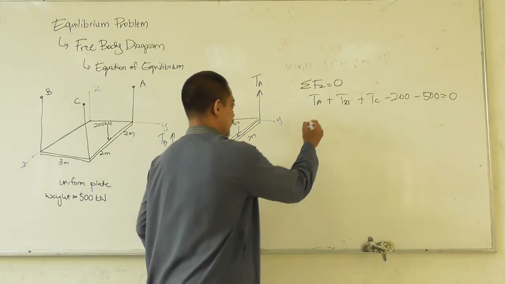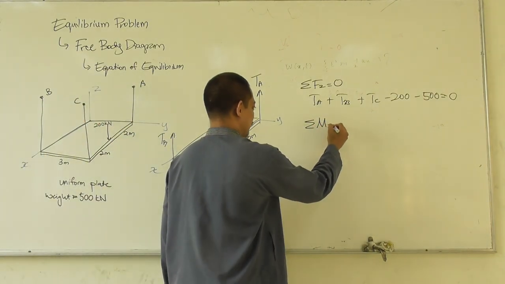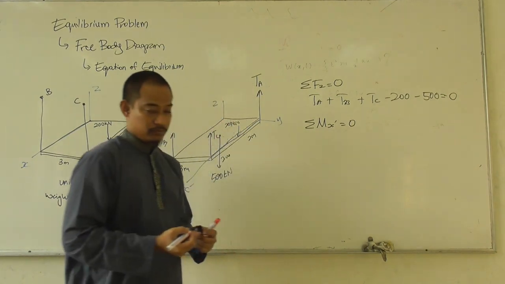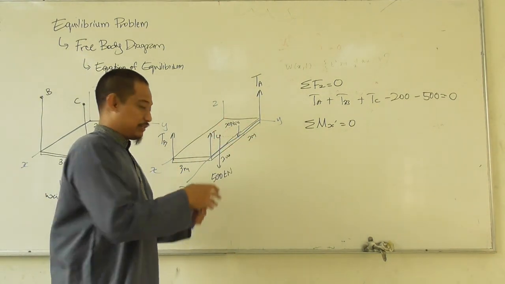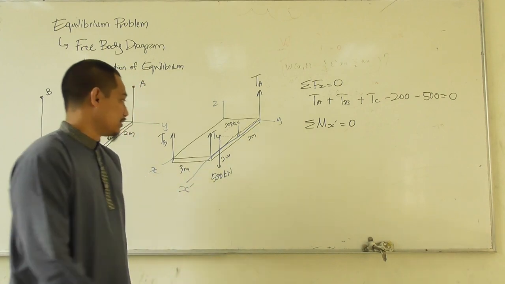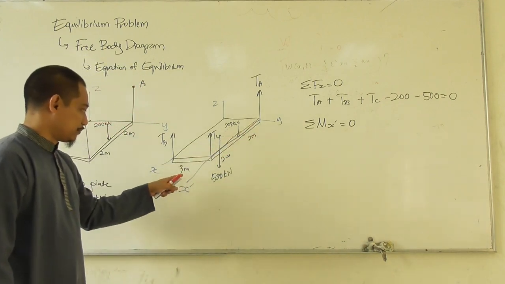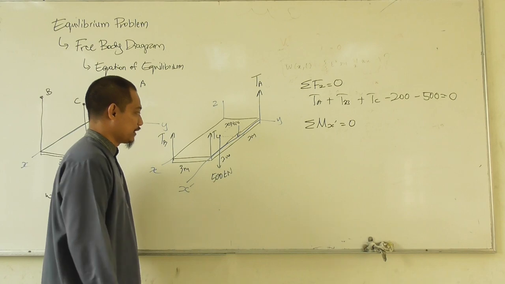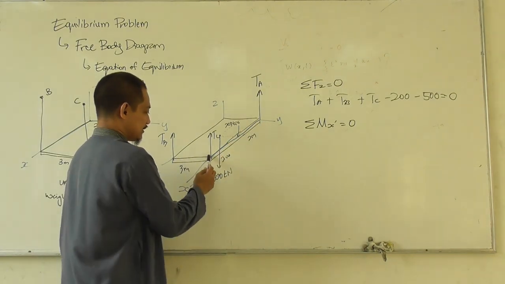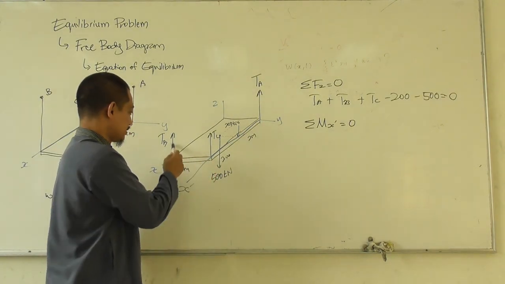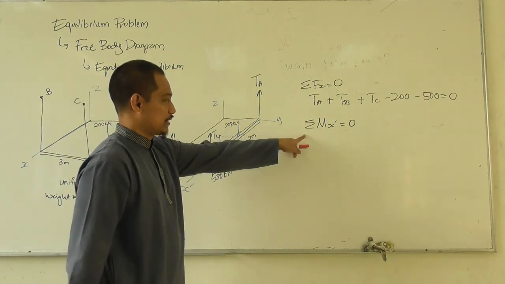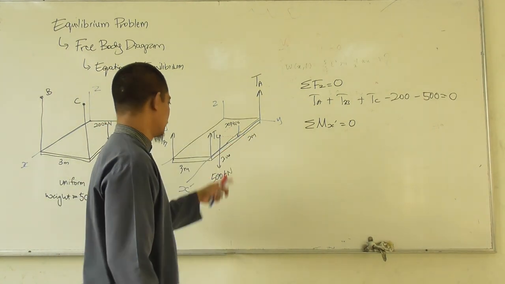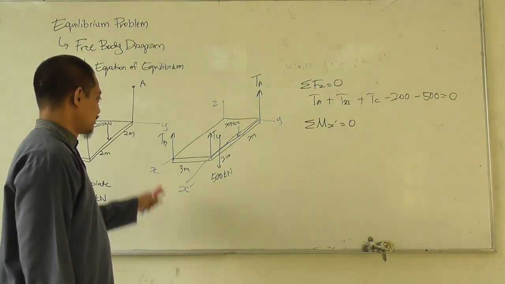So I can say summation of moment about x prime should be equal to 0, because moment about any axis should be equal to 0 if it's in equilibrium. Alright? So if this is the axis, it will become easier. Why? Because this and this are on the axis. This is not the only one. So when you draw, we will calculate moment about this axis. Alright. So what do you have?